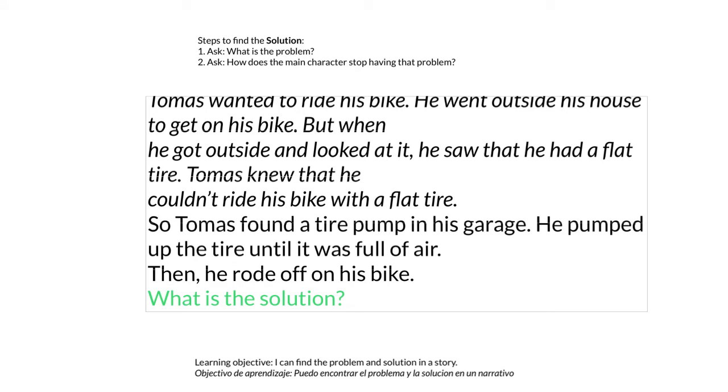So let's reread and then continue. Tomas wanted to ride his bike. He went outside his house to get on his bike, but when he got outside and looked at it, he saw that he had a flat tire. Tomas knew that he couldn't ride his bike with a flat tire. So Tomas found a tire pump in his garage. He pumped up the tire until it was full of air. Then he rode off on his bike. What is the solution? So take a moment, ask yourself, what is the problem, and how does the main character stop having that problem?